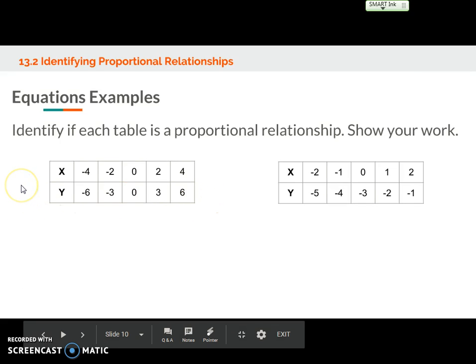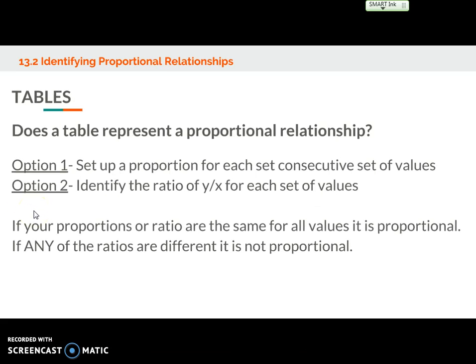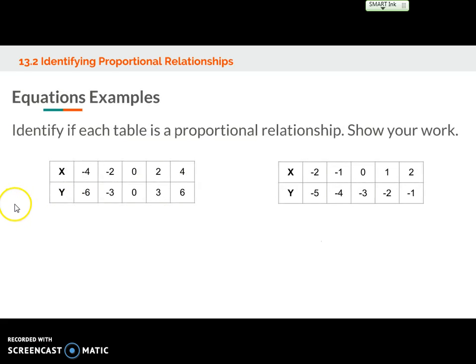So again, a lot of pausing. And the first way, I'm going to work with option 1. I'm going to set up a proportion for each of them. All right, so when we set up a proportion, we always do y over x. So I'm going to put the y on top over the x on the bottom. All right, so I do y over x.